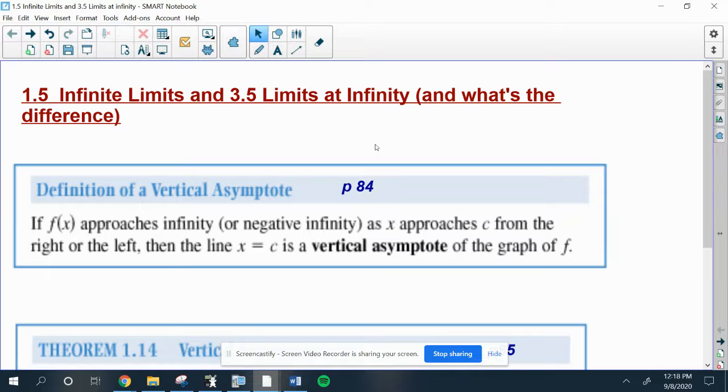So first of all, an infinite limit is the result of a limit. If you take the limit as x approaches a number and you get a very, very high number or very, very low number, that's an infinite limit. And that's actually the definition of a vertical asymptote. So that's what you're seeing here. It says if f of x approaches infinity or negative infinity, remember f of x is the value, as x approaches c from the right or the left, so it could be one-sided, then by definition, the line x equals c is a vertical asymptote.